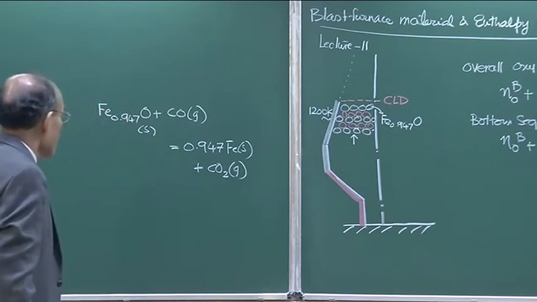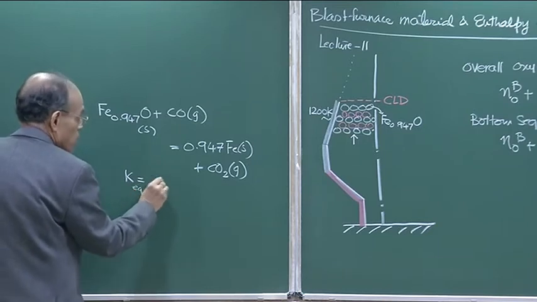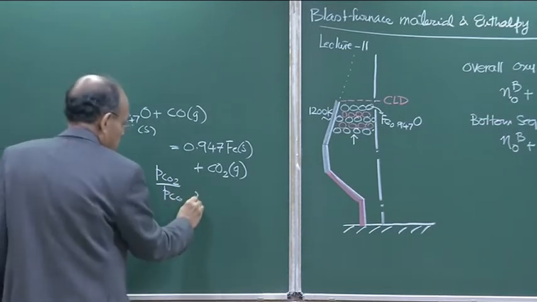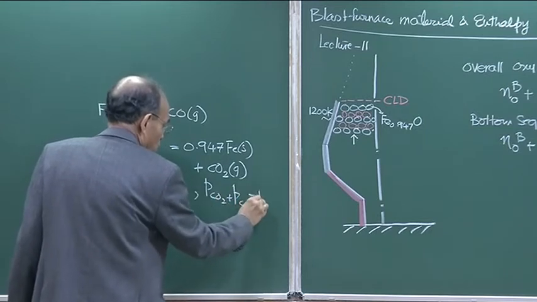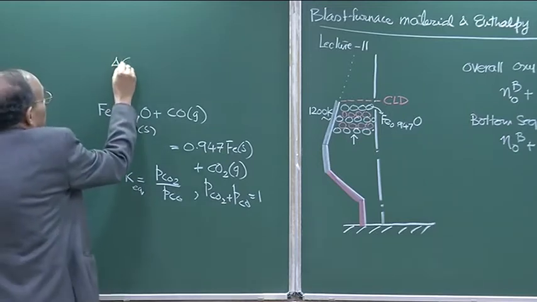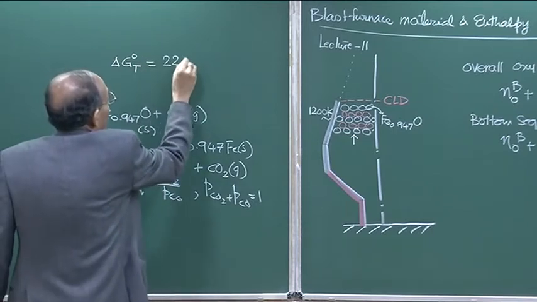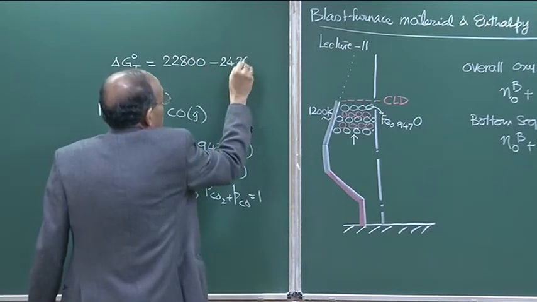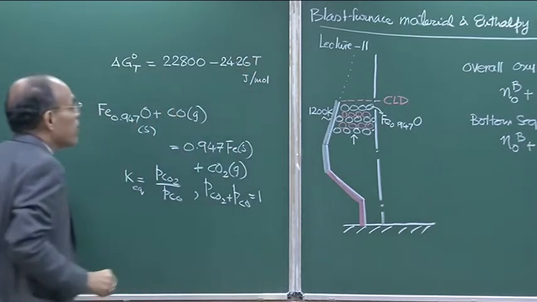And if you write down, assuming that the solids are in pure form, then the equilibrium constant for this comes out to be PCO2 by PCO. And if you make an idealization that PCO2 plus PCO is equal to 1, total atmospheric pressure, in that case we can calculate the delta G naught, and the value is, I think, 22,800 if I remember correctly, plus or minus 24.26 into T in absolute scale, joules per mole of Fe. That is the value.